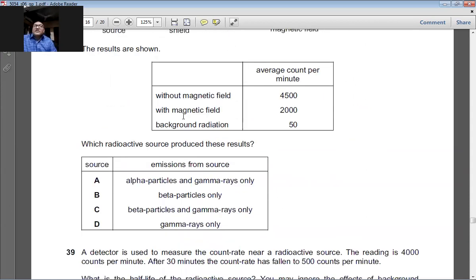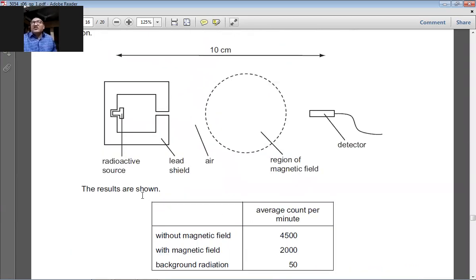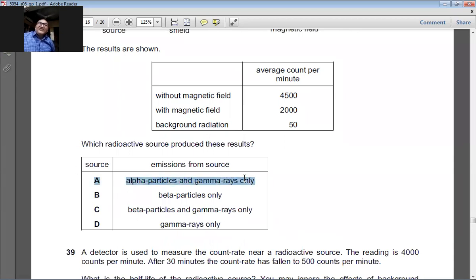Okay. So which radioactive source produced these results? Emission from the source, alpha particles and gamma rays only. So there are, I think, alpha particles because they have been deflected in the magnetic field. And there are some gamma rays also because they are not affected by the magnetic field. A very tricky question, okay? So A is the right choice, sir. I think A is the right choice.